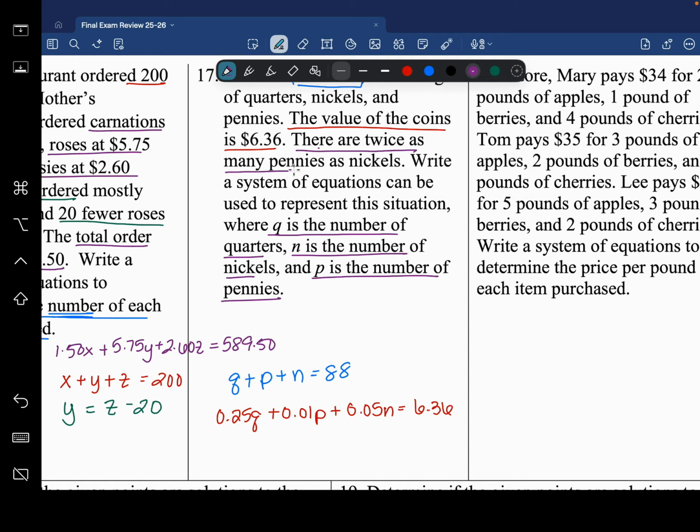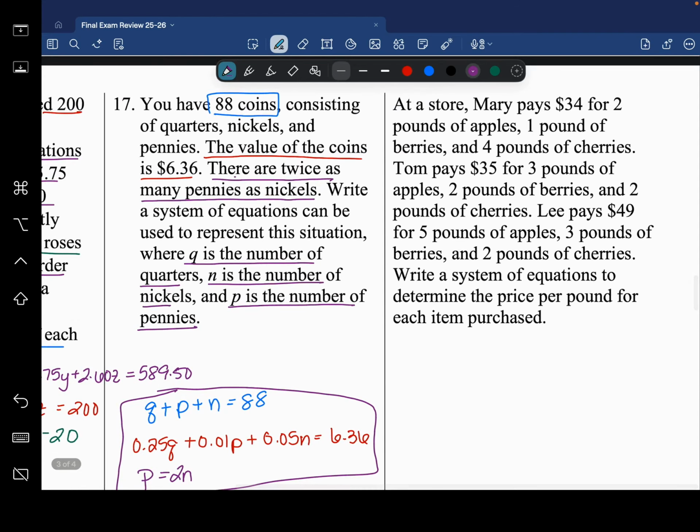The final equation comes from, again, that comparison. There are twice as many pennies as nickels. So again, which one are you comparing to? You're comparing to nickels, so nickels is the one with all the math. Pennies is by itself. In order to find the pennies, you take the nickels and it's twice. Twice means to multiply by 2, so P equals 2N. And this would be our system of equations for number 17.